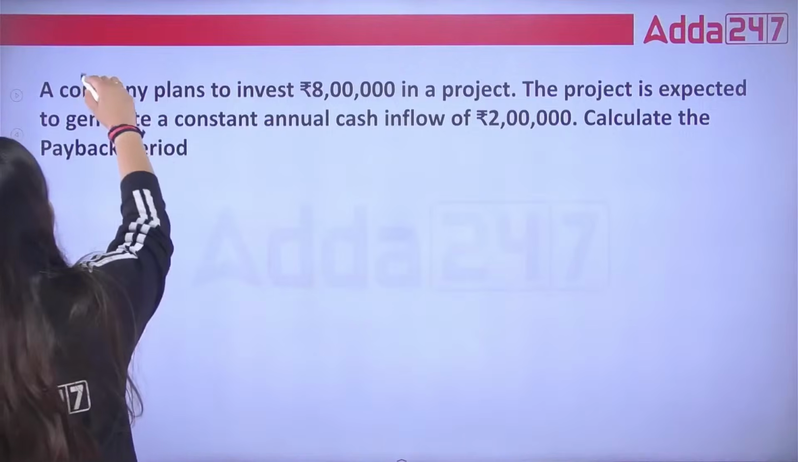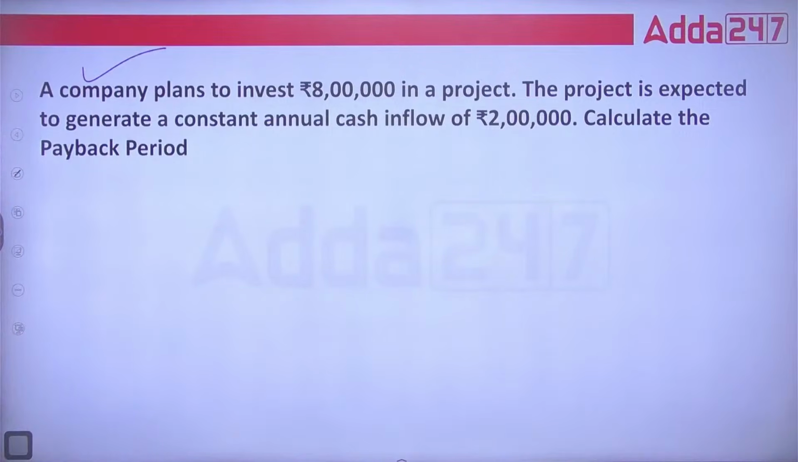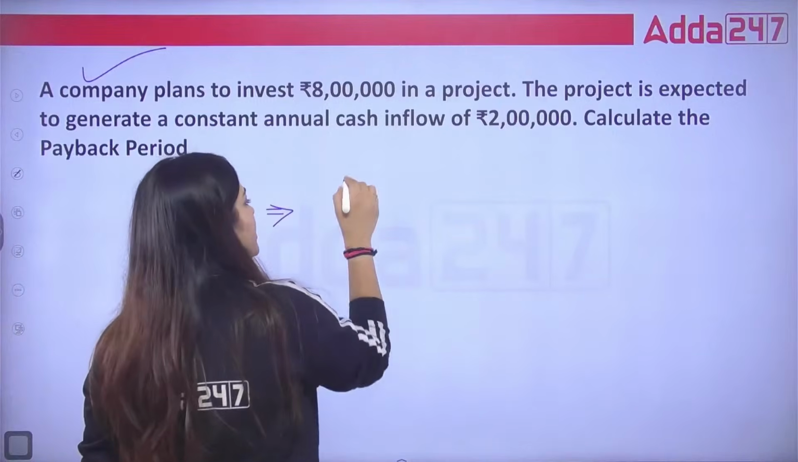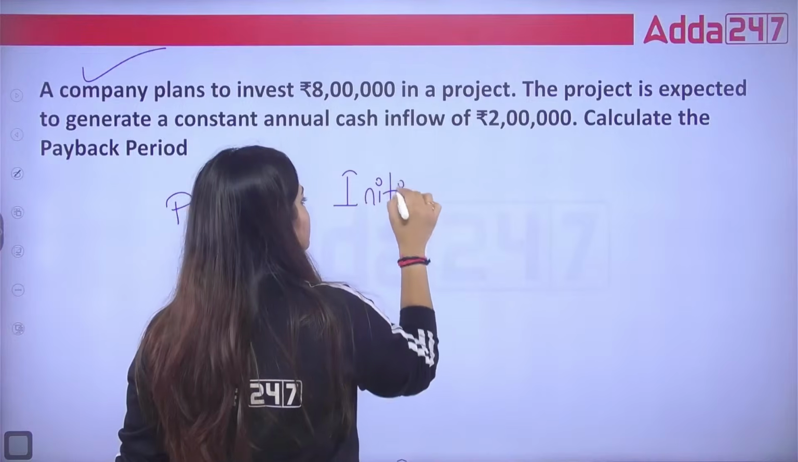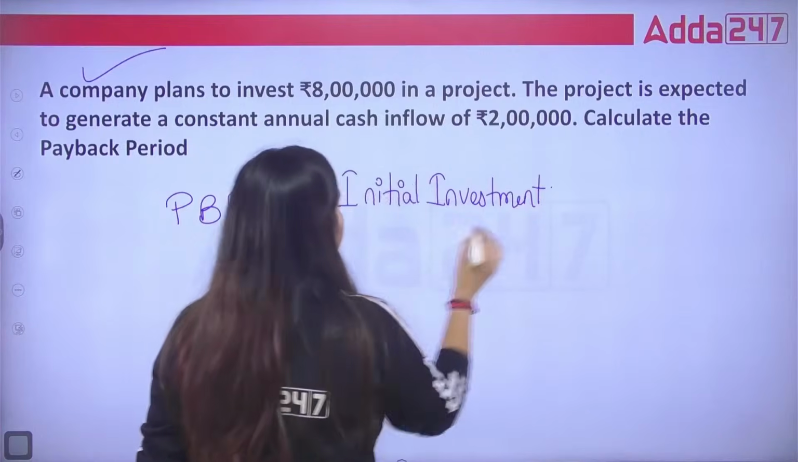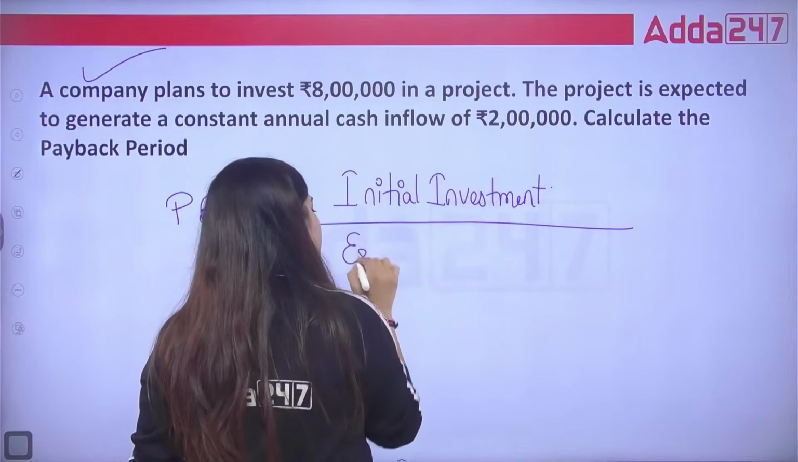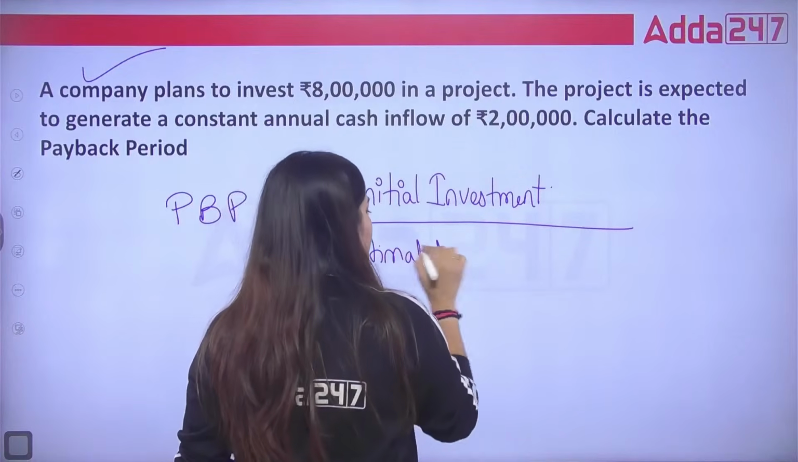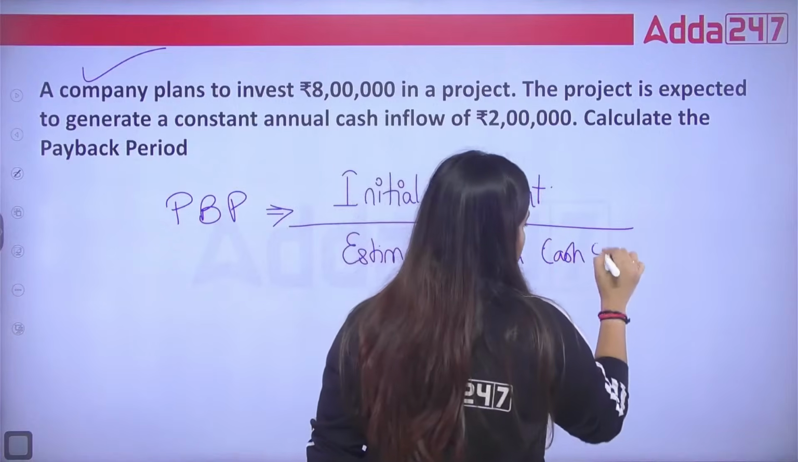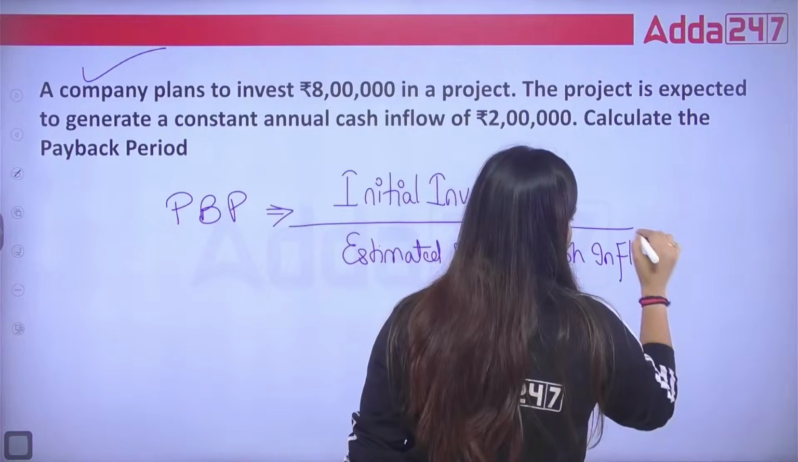Yes, so let's start with a question. Let's practice. A company plans to invest 8 lakhs in a project. The project is expected to generate a constant annual cash inflow of 2 lakhs. Calculate the payback period. Payback period equals, here, your initial investment divided by estimated annual cash inflow.